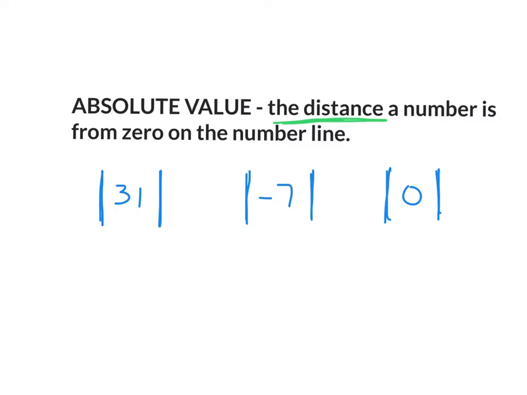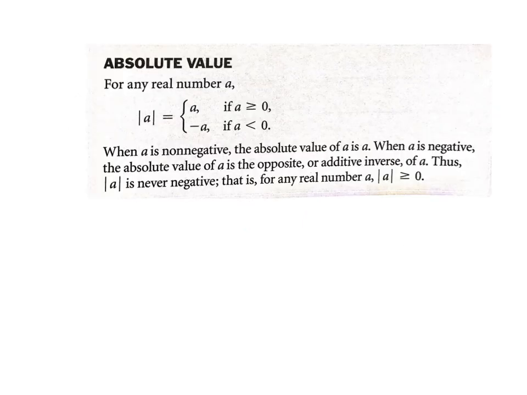So when you see the absolute value symbols, like absolute value of 31, that's asking you how far is 31 away from 0. Well, it's 31 units away from 0. How far is negative 7 away from 0? It's 7 away from 0. How far is 0 away from 0? It's 0 away. And that is why you can't say it always makes it positive, because the absolute value of 0 is not positive. It's just 0.